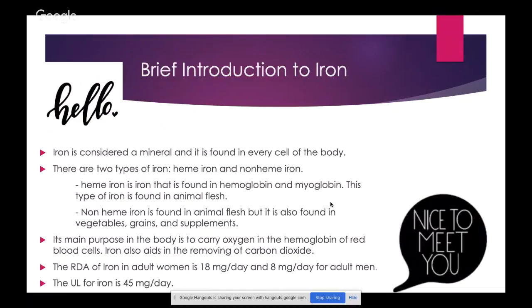Its main purpose in the body is to carry oxygen in the form of hemoglobin to all parts of the body and to all cells. It also aids in the removing of carbon dioxide. The RDA of iron in adult women is 18 milligrams a day and 8 milligrams a day for adult men. And the upper limit for iron is 45 milligrams a day.